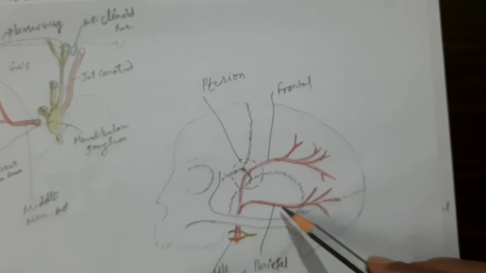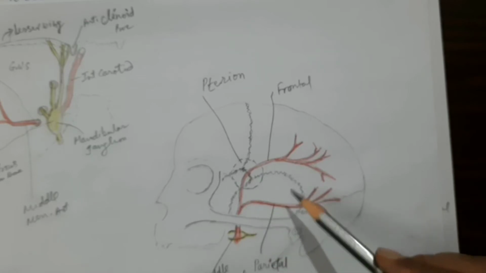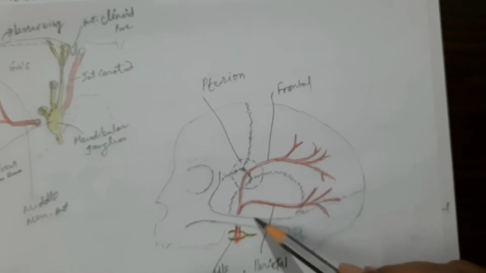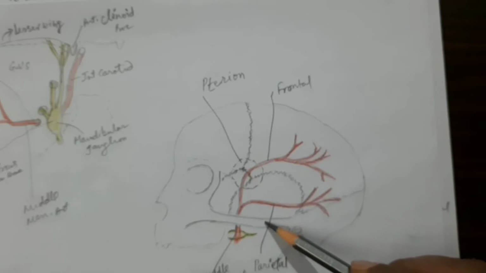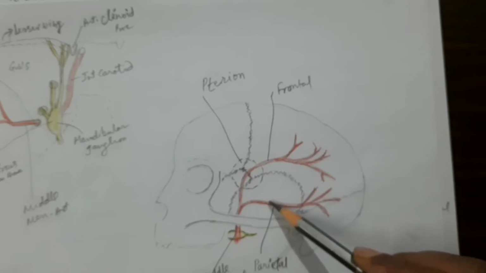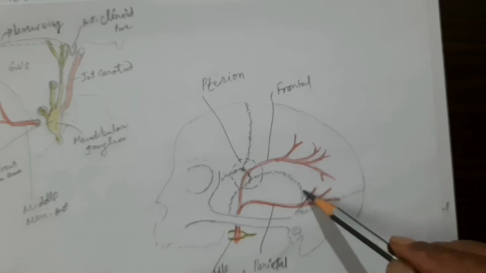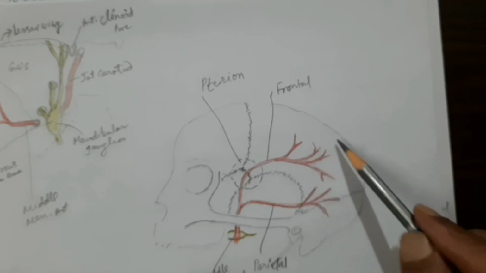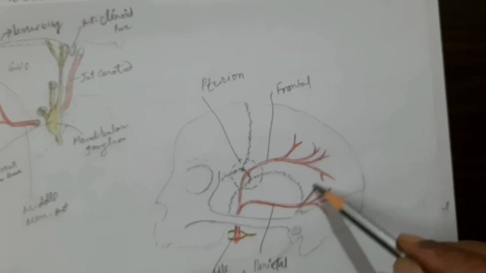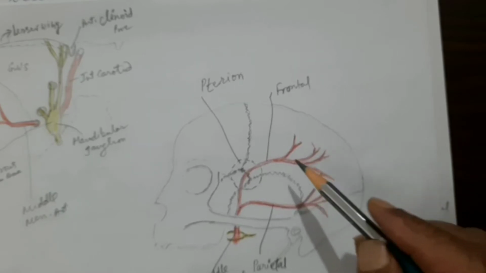See here, this is the parietal branch, which runs mostly on the squamous part of the temporal bone, about 4 centimeters above the level of the zygomatic arch, and then it goes towards the posteroinferior angle of the parietal bone, where it divides into many branches.